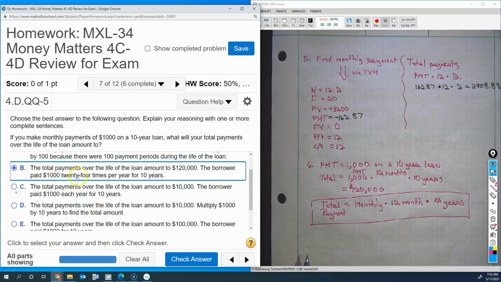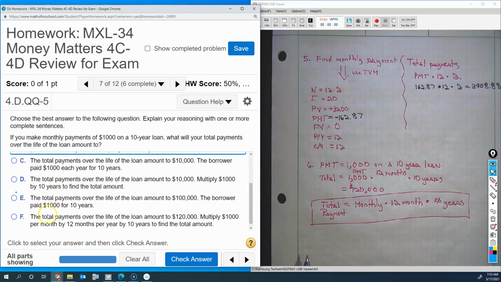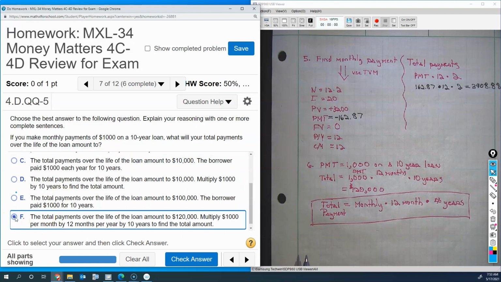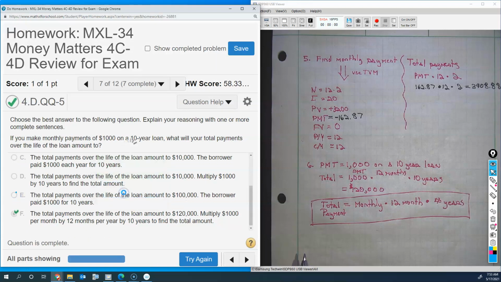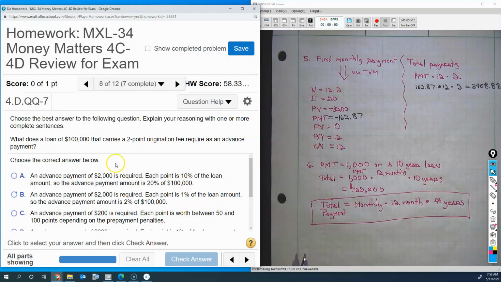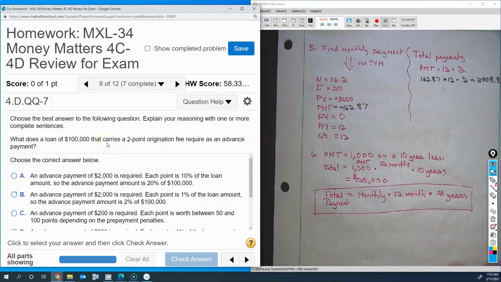B is wrong, guys, because it says you paid 24 times per year. You paid 12 times per year. So this one is F.